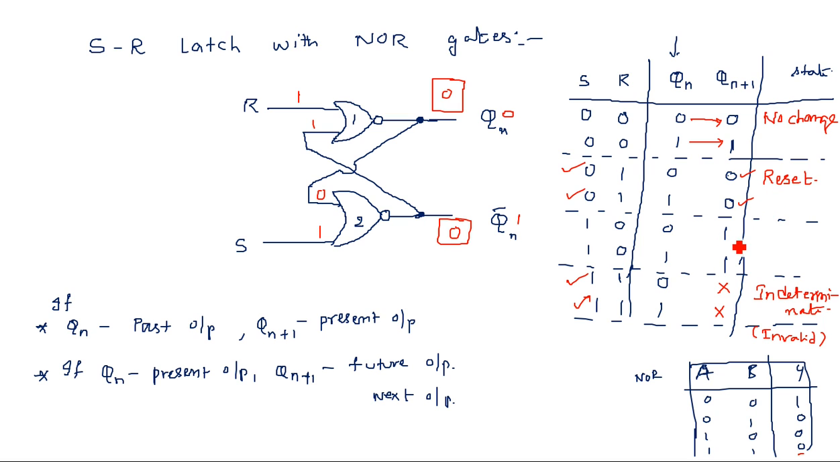Reset. And see here, S is equal to 1, R equal to 0. R doesn't have any impact. When S equal to 1 it sets the output. That's why output is 1 in both the cases. This is the set case. Hope you understand the meaning of set, reset, no change and indeterminate. These are the 4 different states available in the SR latch. Okay, so finally we can draw the truth table of SR latch.